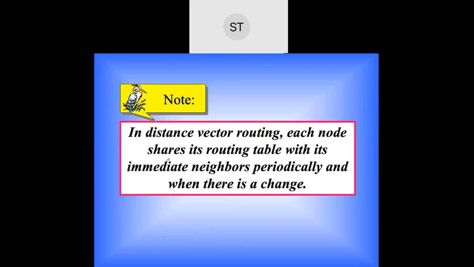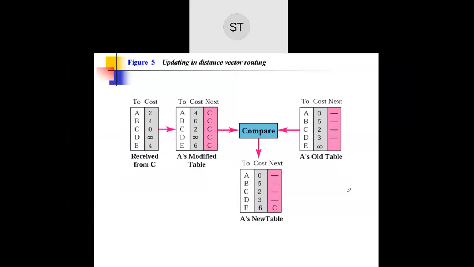So in distance vector, a router shares its routing table with immediate neighbors periodically and whenever there is a change. Now I'll see how these things happen. What you can see is this table it will receive from C, and this is A's old table. So it will compare the entries, it will compare the tables. It will keep these entries as they are, and this entry it will modify.